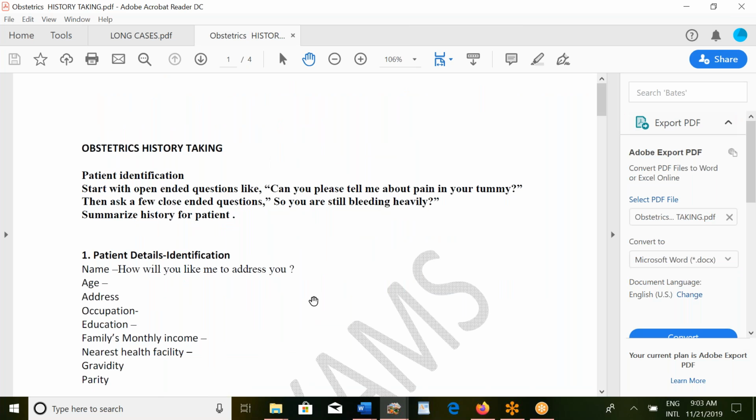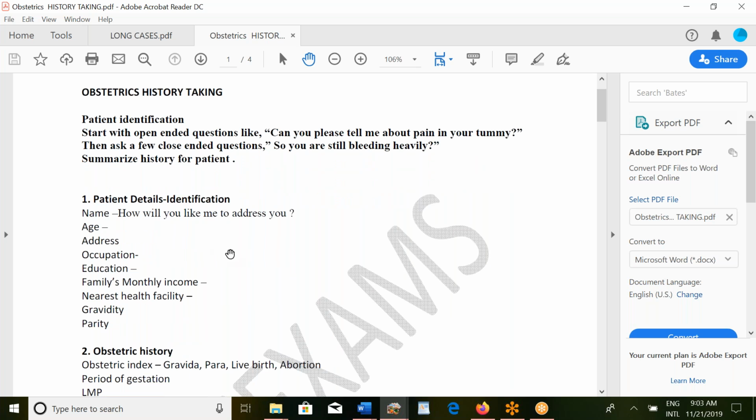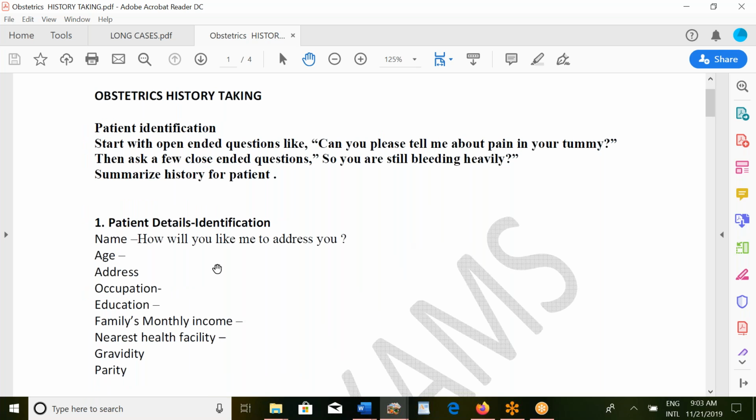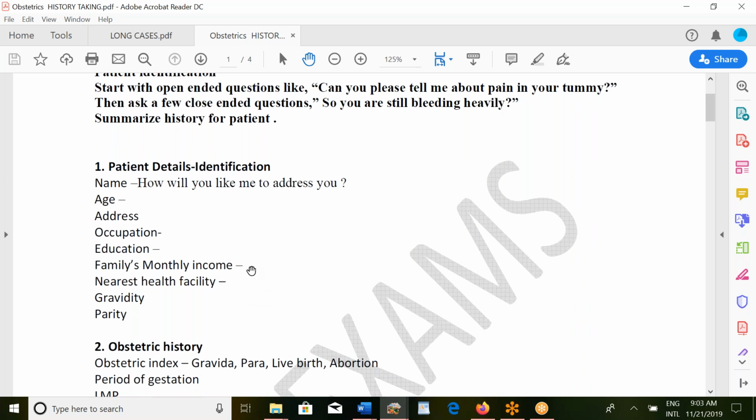So if we talk about history taking in the obstetric patient, again identification is very important. So name, age, address, occupation, education, what do you do for a living? So you will get some idea about the socioeconomic status. And where do you live? This is important because we need to see whether she can access medical facilities or not.